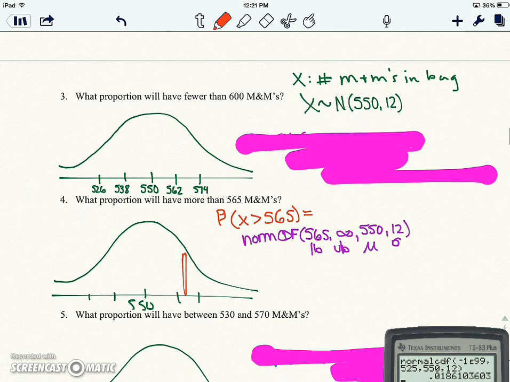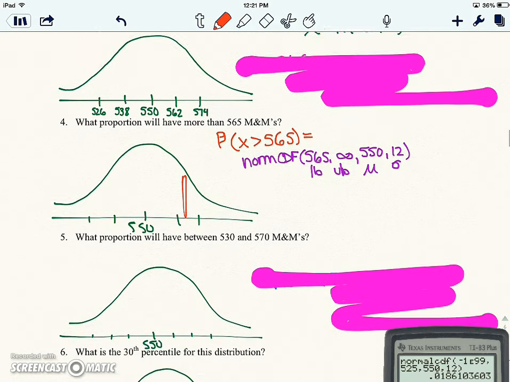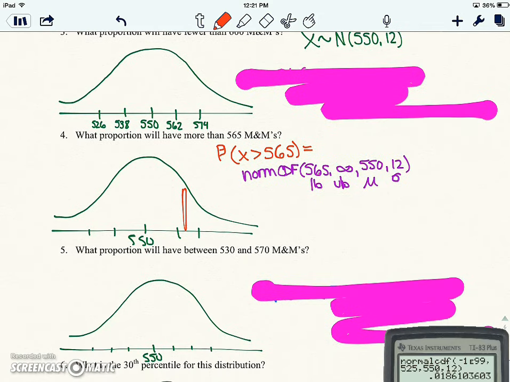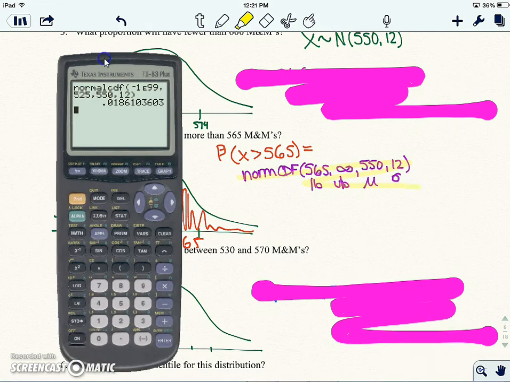Notice that I skipped down one problem. We'll go ahead and do this problem and then go back up top. Okay, 565 M&Ms, so that's going to be here. 565, you draw on your picture, and then this is what I put in my calculator. Okay, let's go to the calculator.